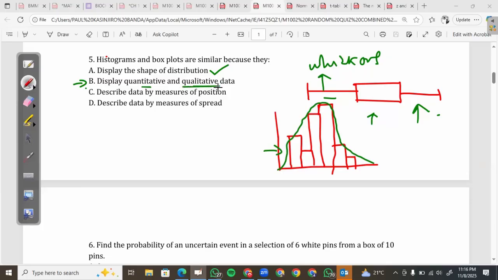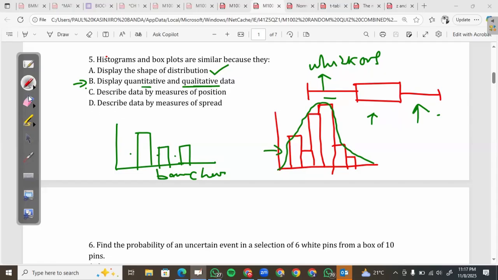For qualitative data, we should have a bar chart, which is like this. You should know the difference between a bar chart and a histogram. In the histogram, there are no spaces between the bars, as you've seen there. But in a bar chart, this here, there are always spaces between the bars. The bar chart is used for qualitative data, and the histogram is used for quantitative data. Just keep that in mind in case such a question comes.